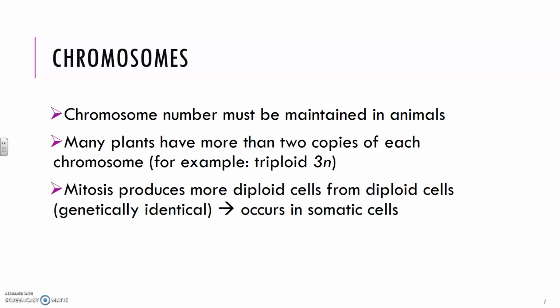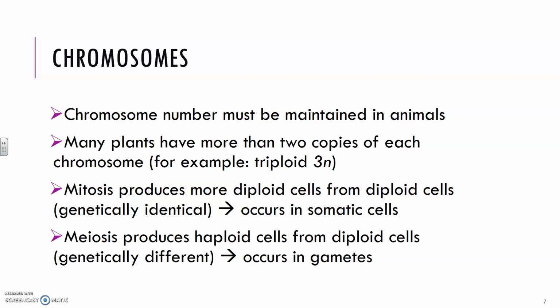Okay, mitosis produces more diploid cells from diploid cells. So it produces genetically identical cells, and that occurs in your somatic, your body cells. Meiosis, on the other hand, takes a diploid cell and produces a haploid cell from it. It actually produces 4 haploid cells from a single diploid cell. So this is going to produce genetically different cells. Okay, so that is one of the major differences between mitosis and meiosis.